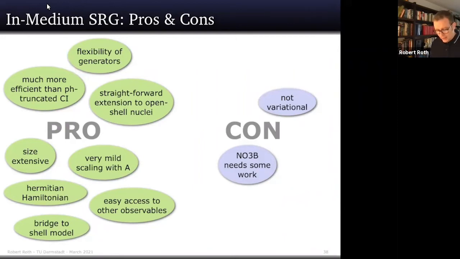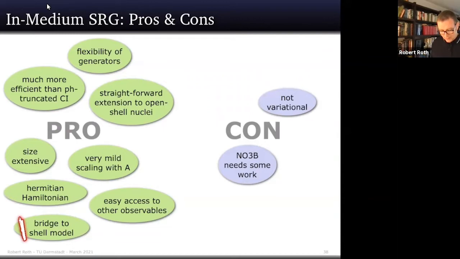So whatever you want to do, you can typically achieve via a clever choice of the generators that you put in. It is very straightforward to extend to open shell nuclei in this multi-reference formulation, and this is very different from coupled cluster. So there you have a much harder time to do that. You get immediately a Hermitian Hamiltonian at any point of your flow, which is great because you can use it in a secondary calculation like the NCSM, as we did. And as we discussed already, it's also a bridge to the valence space shell model in the sense that we talked about.